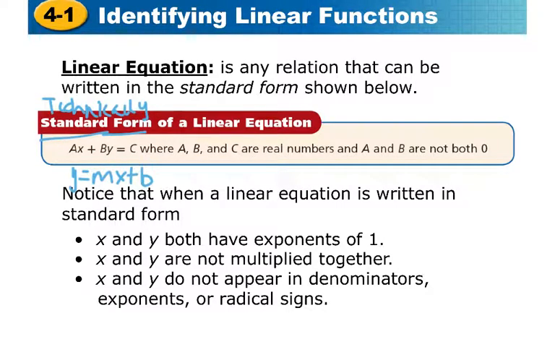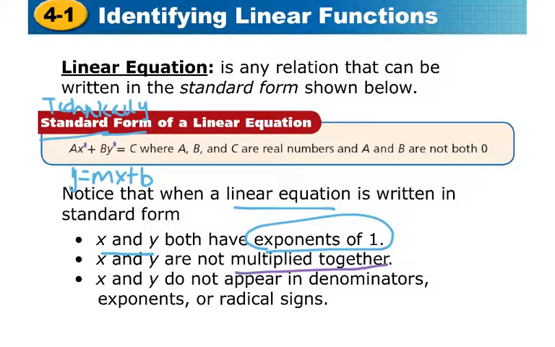So, what we're going to notice, of course, is that when there is a linear equation to identify, written in standard form, x and y both have exponents of 1. So that's a big one there. We never actually write those exponents, but technically this is an x to the power of 1 and a y to the power of 1. They're not multiplied together, so watch out for that. If you see an x and a y being multiplied, that's not linear.